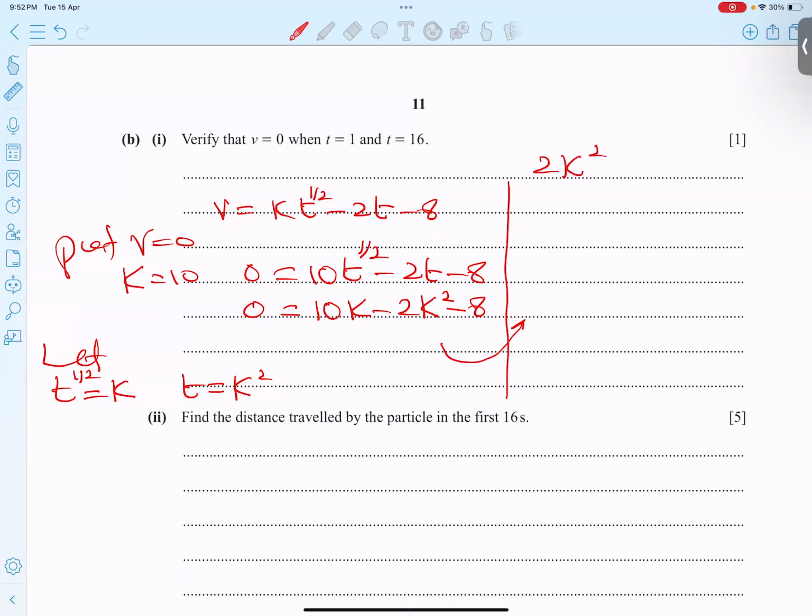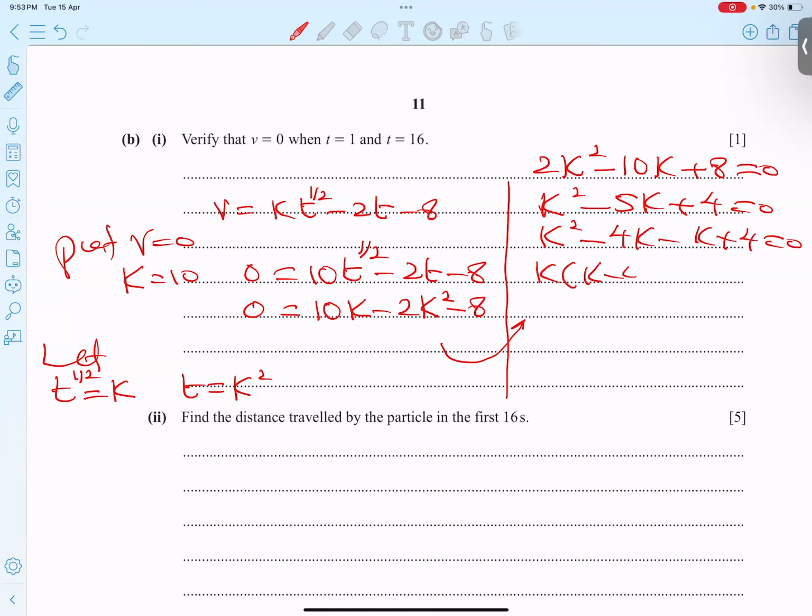So I got 2k squared minus 10k plus 8 equals 0. Divide by 2, and I got k squared minus 5k plus 4. Factorization, 4 ones are 4, I think it is very clear. So k common, I got k minus 4. Wait a minute, I think I have made some mistake. I should get 1 and 16. So 1 and 16 is the target, okay?